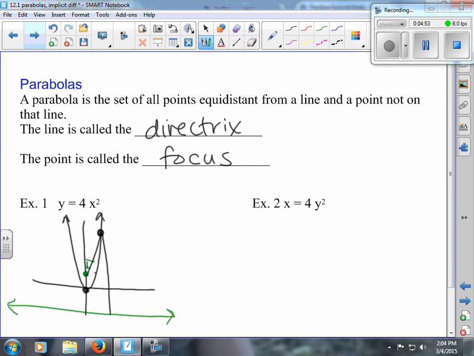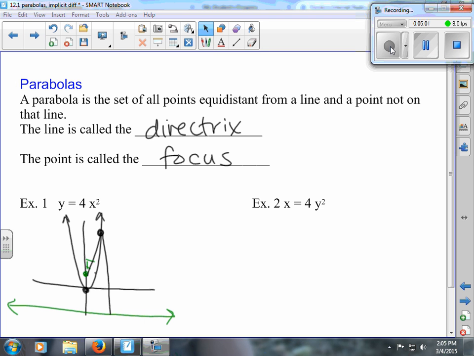Okay, and actually I will tell you where the focus and the directrix are, because I do know what that is here. Let me make sure. Actually, I'm not going to tell you the coordinates of those just yet. We're going to go over it. I thought it would be simple, but this is not a nice example.